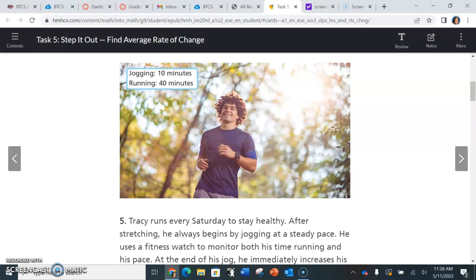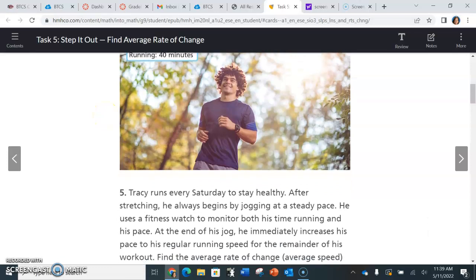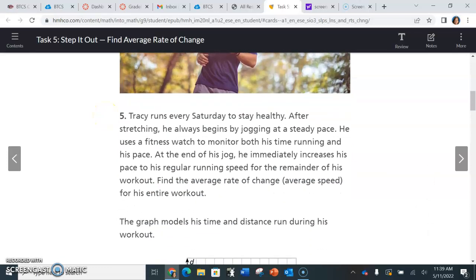All right, so for Tracy here, the jogging time is 10 minutes and the running time is 40 minutes. So he runs at 2 different rates. So we're going to look at his average rate of change.